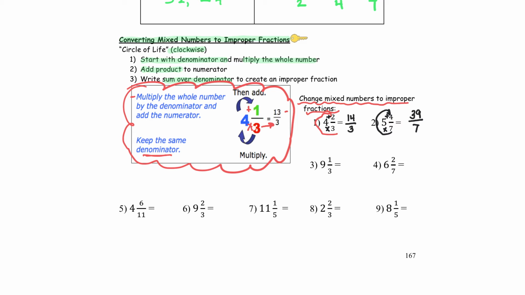One more, and then you're going to practice the page. 9 and 1/3. We make that little circle. There we go. 3 times 9 is 27, plus 1 is 28 over 3. And there you have it.